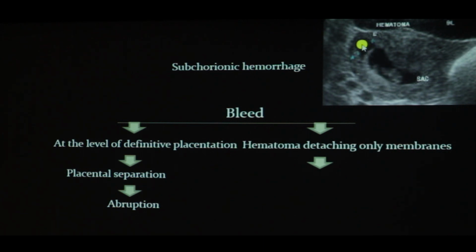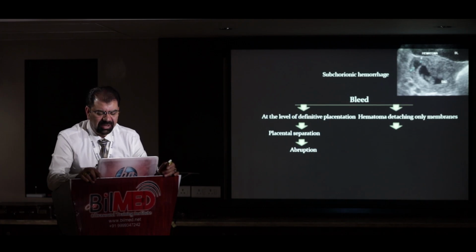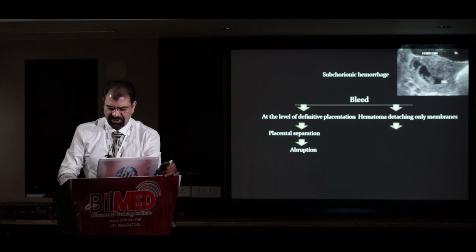Now this is a hematoma which is not detaching the placenta but detaching the membranes only. This is much away from the placentation. But if this hematoma would have been located somewhere here, this would definitely be labeled at the level of placentation. So look for this thick decidual reaction, and that is nothing but the chorion frondosum.